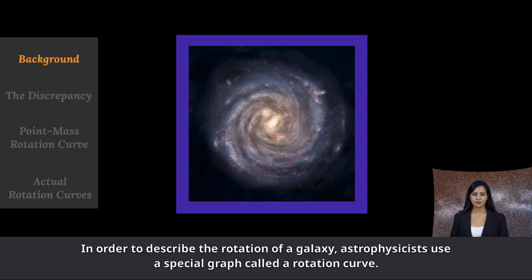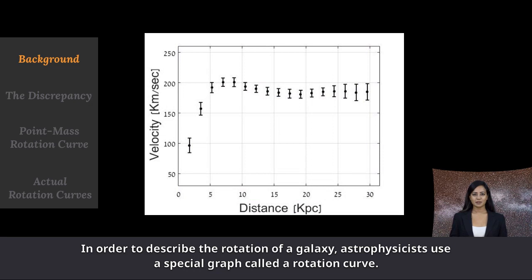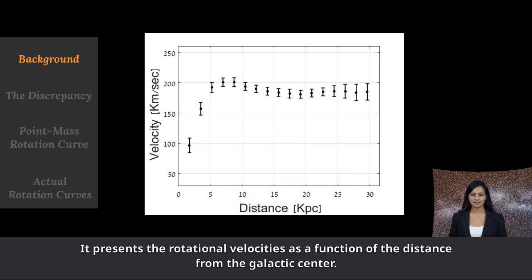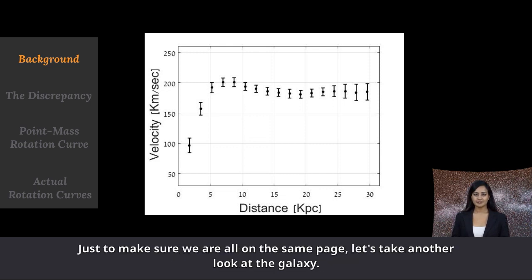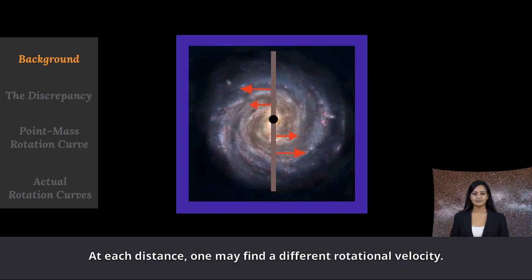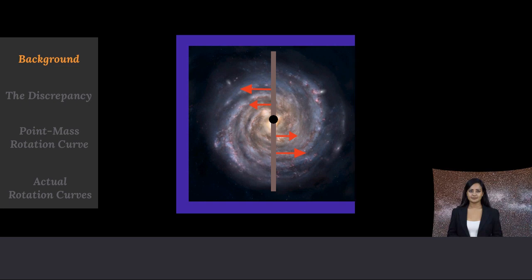In order to describe the rotation of a galaxy, astrophysicists use a special graph called a rotation curve. It presents the rotational velocities as a function of the distance from the galactic center. This one, for example, presents the actual measurements of a distant galaxy called NGC 4157. Just to make sure we are all on the same page, let's take another look at the galaxy. At each distance, one may find a different rotational velocity. The graph that combines these velocities together is a rotation curve.